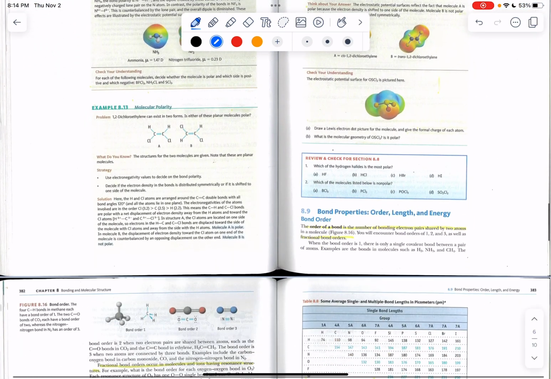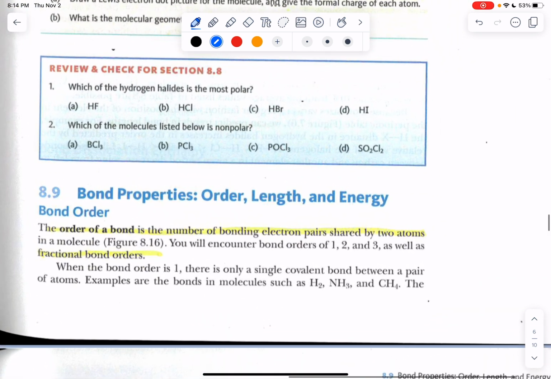And I think we're going to stop right there, and I'll pick up with bond order, bond length, and energy in the next screencast.